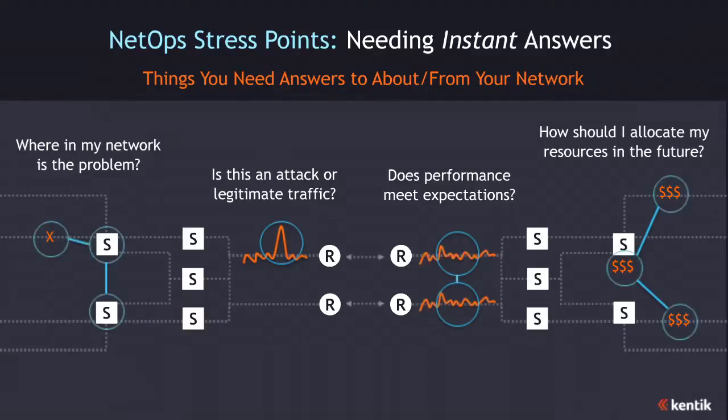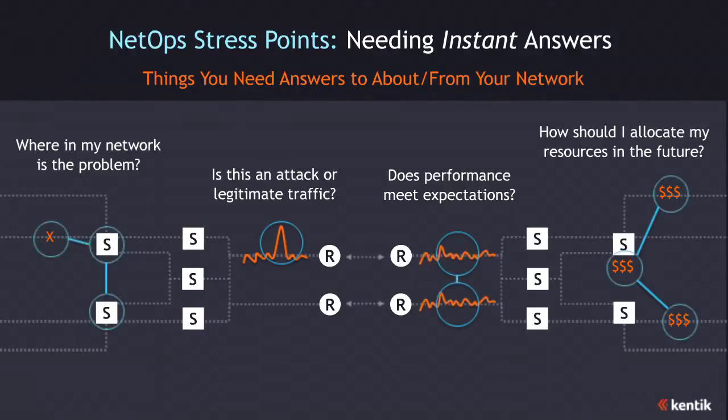So the problem set that we've been trying to address really hasn't changed substantially over the many years. We think about the problems, the questions that need to be answered. These are the same questions we've been asking in network operations for, honestly, decades. Where's the problem in my network? Is it in my network? And if it is, where is it?